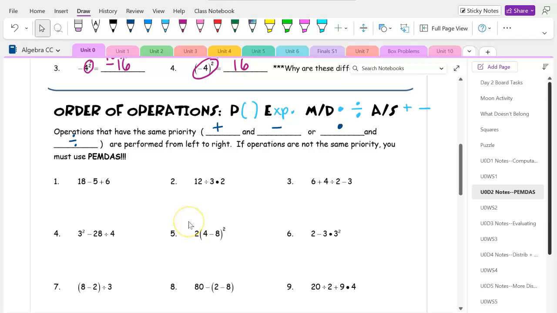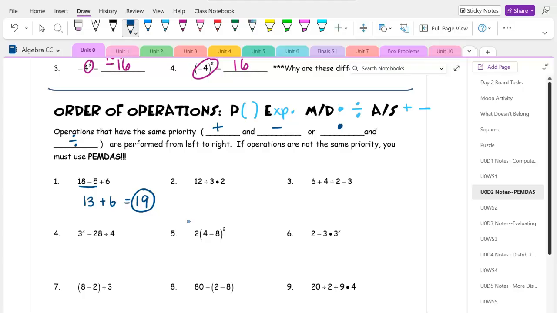All right, so here's what we're going to do. First, identify your operations. You have a minus and you have a plus. Those are the same priority. That means I move left to right. 18 minus 5 is 13. 13 plus 6 is now 19. All right, and you can use your calculator to help you with this if you need to. Most of the time, though, your teacher is going to want to see some form of work.